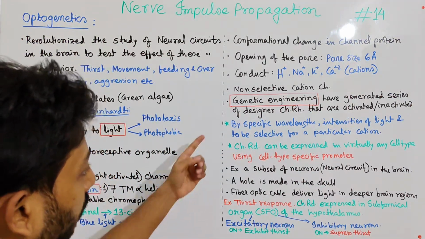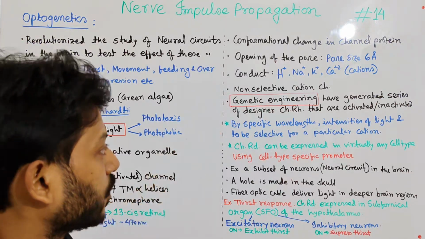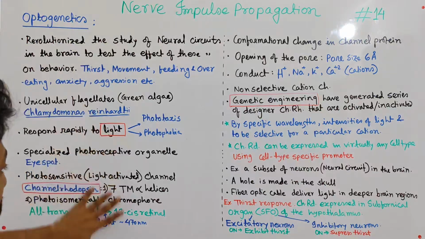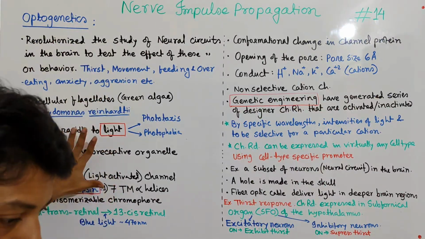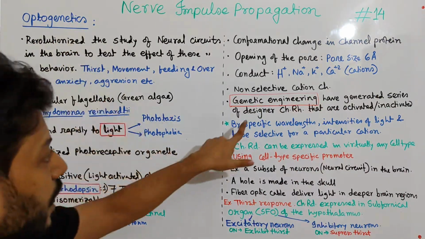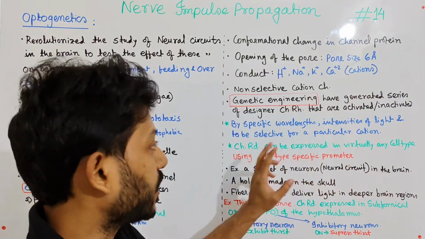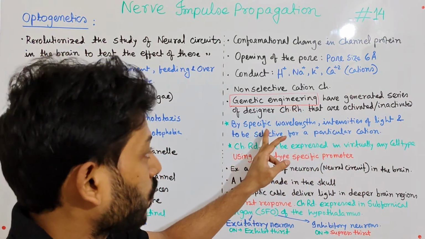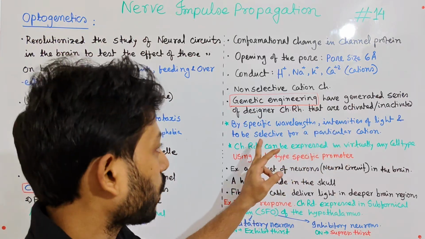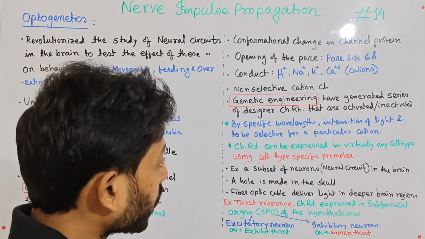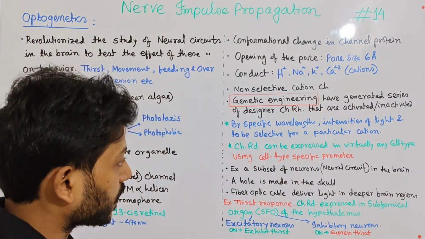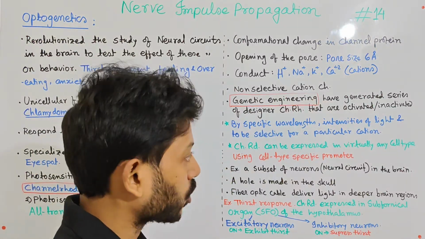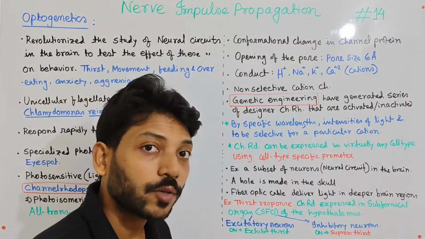Now, another importance of this genetic engineering. See, I have mentioned optogenetics: opto means optic and light, so this is the light portion of this method or approach, and genetics means genetic engineering. In this way, scientists have made channelrhodopsins that are specific to wavelengths, intensities of light, and selective for a particular cation. Another benefit of genetic engineering is that channelrhodopsin protein can now be expressed in virtually any cell type. Now, how does this occur?